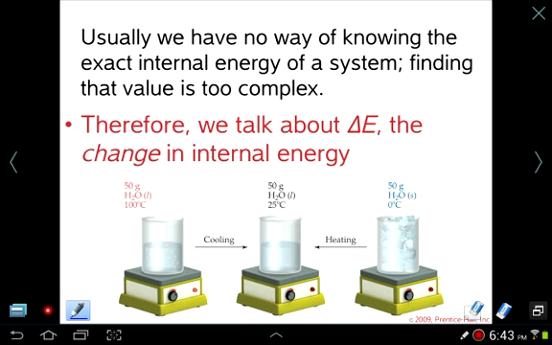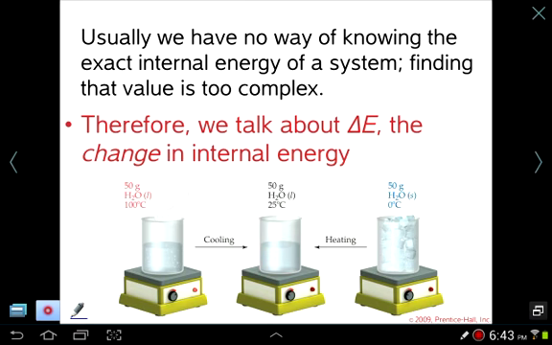So a few more theoretical considerations here. Usually we have no way of knowing the exact internal energy of a system. So say you have yourself a cup of water, and pretend it's at 25 degrees Celsius, this cup of water, room temperature. And if somebody asks, well, how much energy is inside of here? It's actually very difficult to calculate.